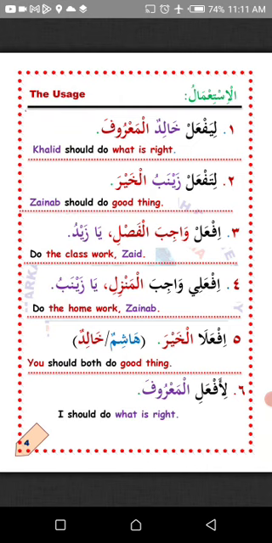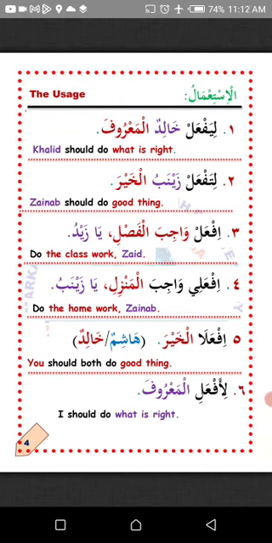خمسة, number five. افعلا الخير, you should both do good thing, commanding Khalid and Hashim. ستة, number six. لأفعل المعروف, I should do the right thing.